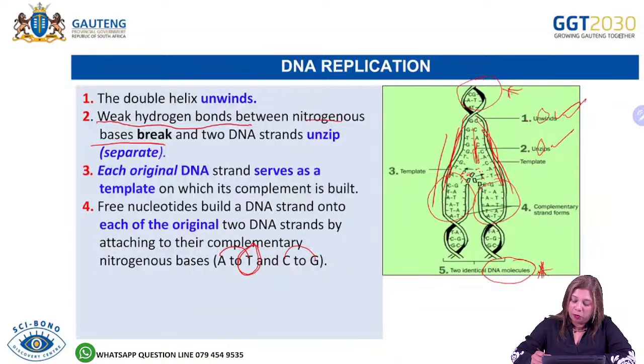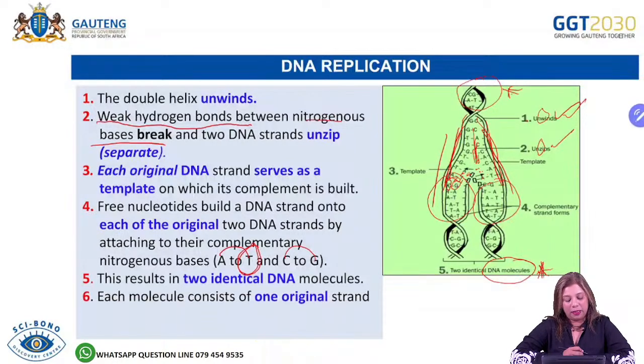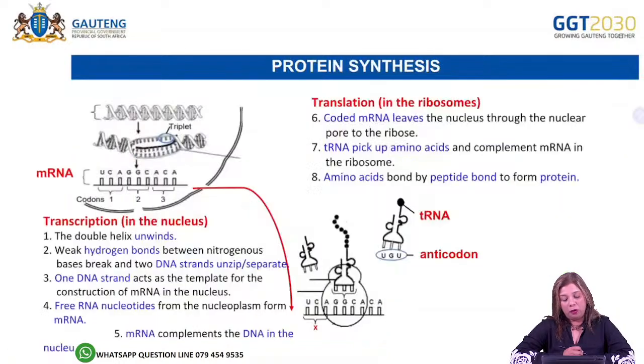So point number 4, complementary strand forms. You can see there is C, there is G. They're complementing each other, so they are joined there. And if you look at number 5, this results in two identical DNA molecules. So as you can see, that is how DNA replication takes place. Each molecule consists of one original strand and one new strand.